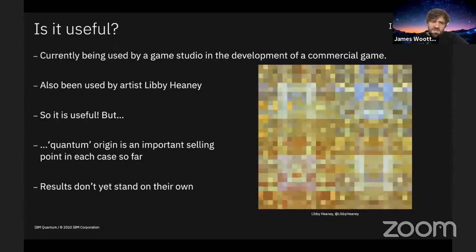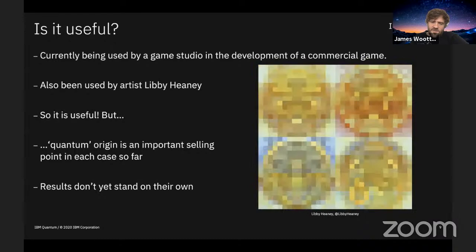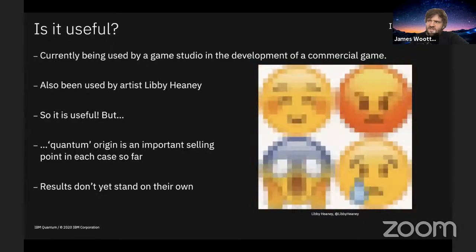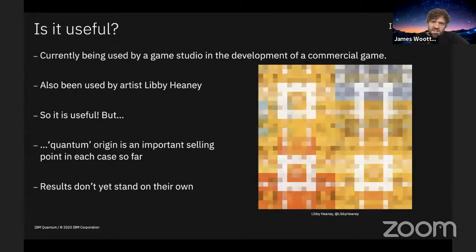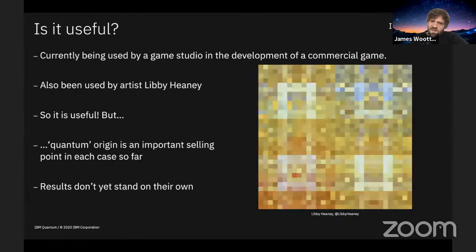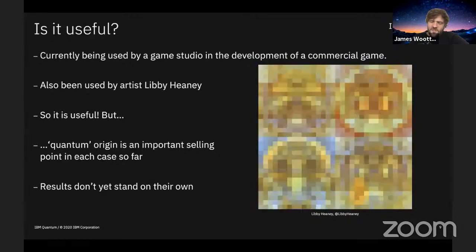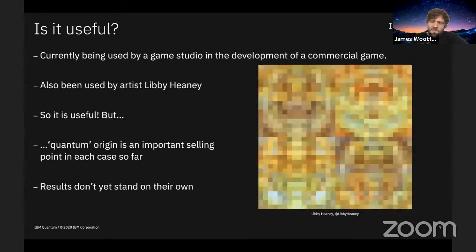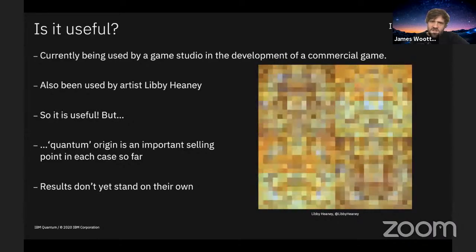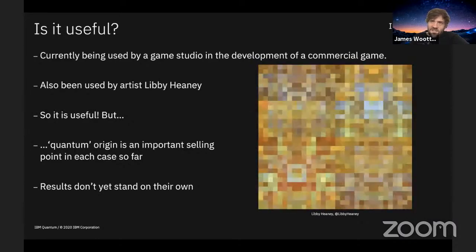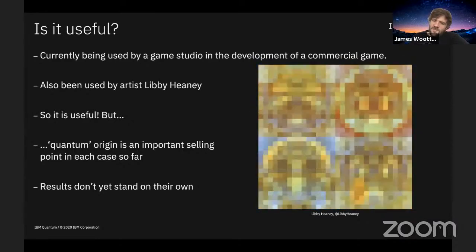However, one thing to note is that the quantum origin has been an important selling point in each case so far, because in the game, they're making a sci-fi game. They want to build up a sci-fi aesthetic, and the quantum artifacts that come from this method are useful in that context. Libby, in her art, is looking at notions from quantum mechanics, so it's also useful in there as well. So in these cases, it's important that this method comes from the quantum region of algorithm space and isn't just sparkling linear algebra. We want the results really of a quantum algorithm to stand on their own and it not be important where they came from, but we haven't quite reached that yet.